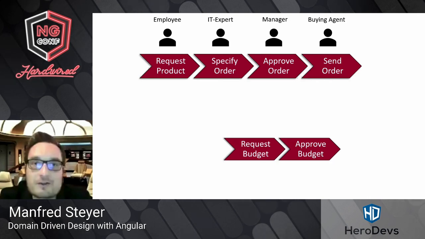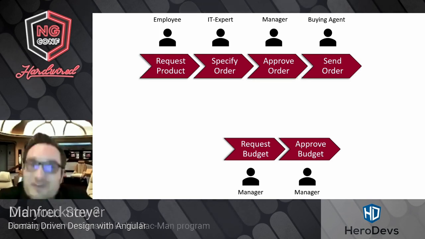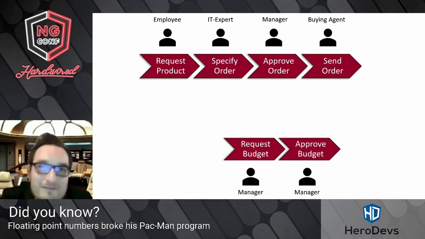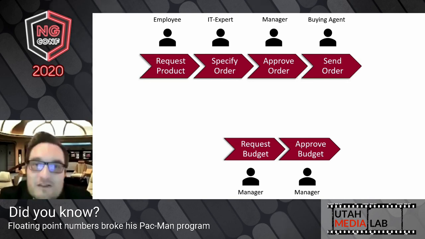When we look at the other process, we see something similar. One manager is saying, hey, I need more money. And his or her manager will say, of course, you can have all that money, or no, you don't get it. Just by looking at the processes, you see you have several domains involved here. Normally, each domain has at least one domain expert. It could be the employee, it could be the manager. And so we see we have at least four business domains here.